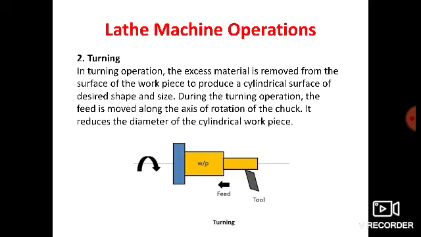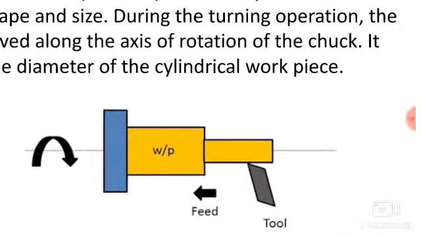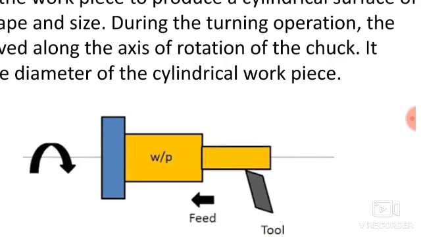During the turning operation, the feed is moved along the axis of rotation of the chuck. It reduces the diameter of the cylindrical workpiece. Turning is the second operation that we can perform over the lathe machine. Basically, in the turning operation, we can remove the material over the surface, and by removing the material, we are reducing the diameter of the workpiece.